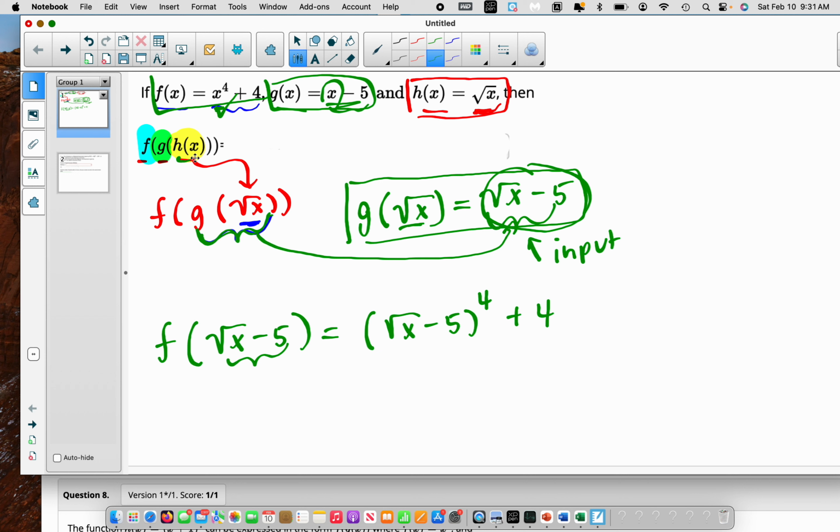Again, I work inside out. h of x is equal to square root of x, so where I saw h of x, I replaced it. I take g of square root of x, all right? Everywhere I see an x, I now put in square root of x. And then last step, I take the output, which becomes my input to my f function.